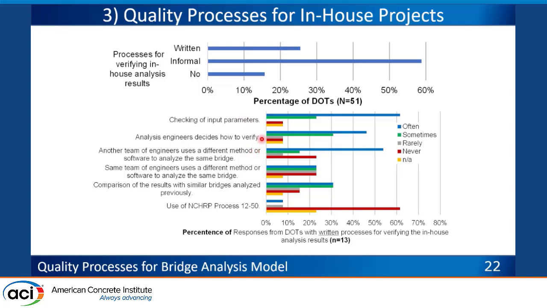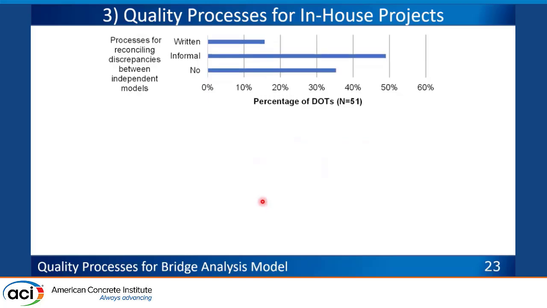So this is verification. The most common method of verification is checking of the input parameters of the software. Again, the analysis engineer decides how to verify. Another team uses a different method or software that's sort of like a sanity check or independent calculations. So you can see all percentages in this slide.